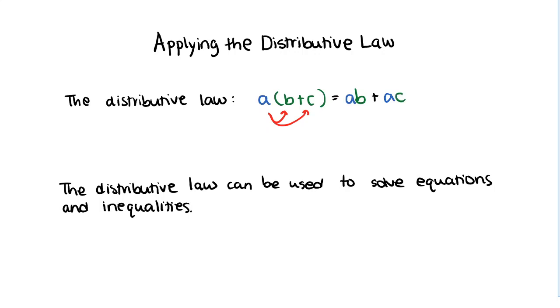And so that's the distributive law, and typically the distributive law is used to simplify expressions where we see this kind of multiplication to a sum or a difference. And so where does simplification appear? Well, simplifying sometimes appears when we're trying to solve equations or inequalities. So the distributive law can really be used to help us solve these equations and inequalities. So let's take a look at a few different examples of that.